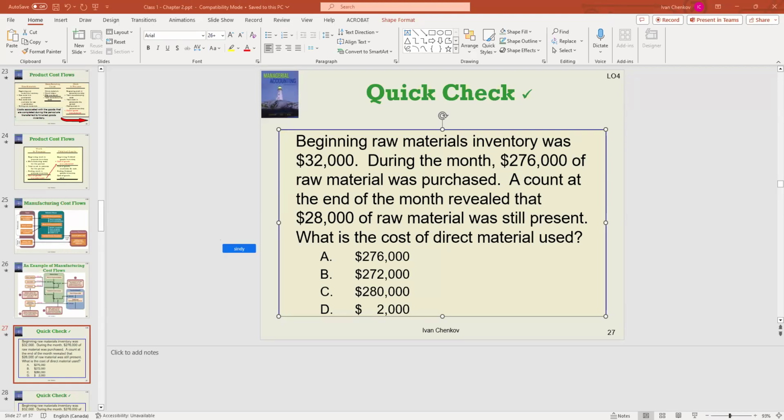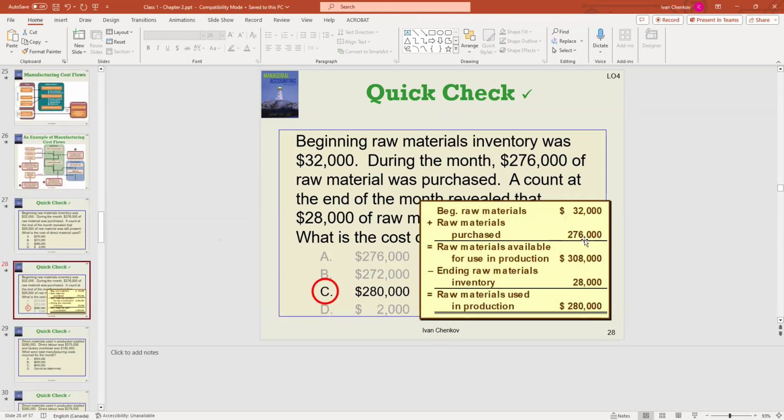Okay, so what's the correct answer? E. Some say C, some say B. C. Okay, let's see. 32 plus 276 minus 28 should give you 280. Correct? Let's see what is our correct answer. The correct answer is C. 32 plus 276 is going to give us how much we have available. 308 minus 28 is going to give you 280.